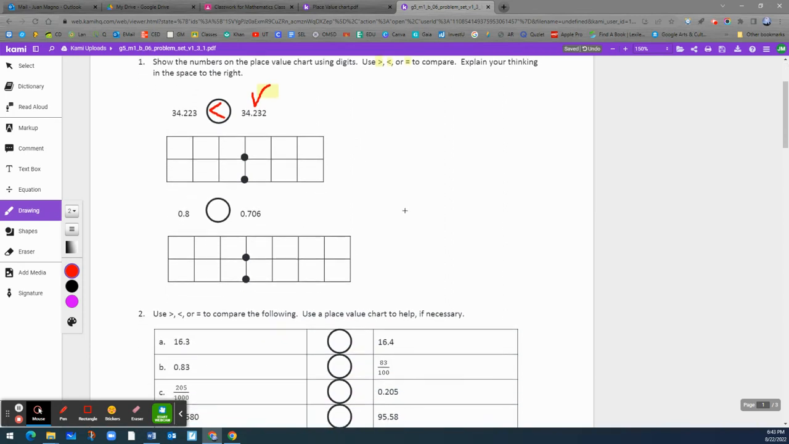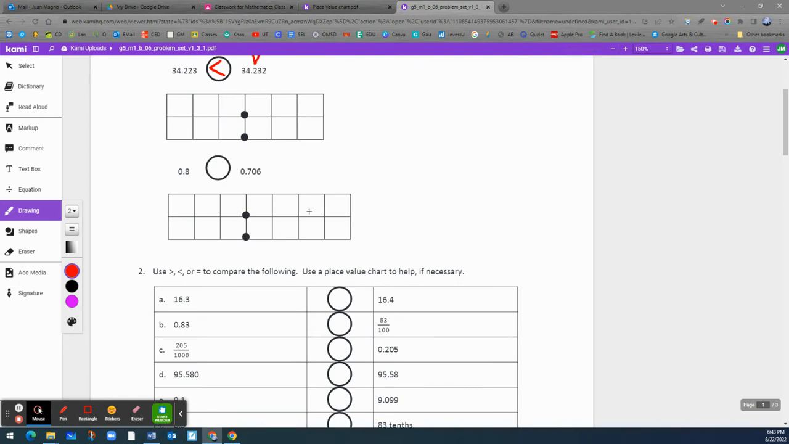Now, I'm not going to use the place value chart anymore. I'm going to use this little device that they gave us, which is the place value chart. I'm going to write the number on the left. That's going to be 8/10. And I'm going to write the number on the right, which is 706 thousandths. Okay?